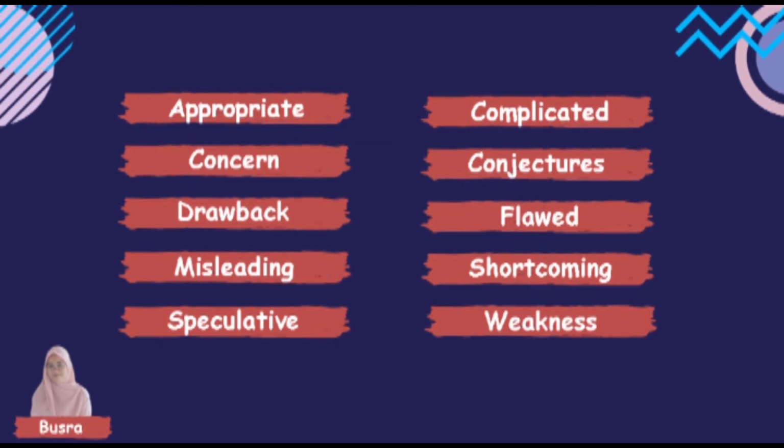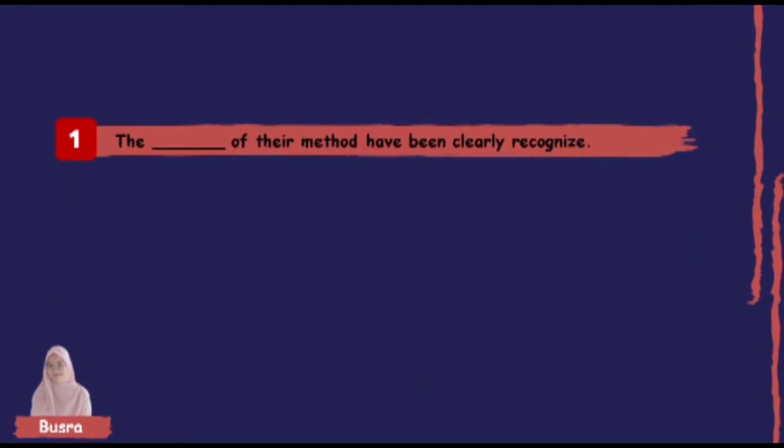I will explain some examples using some vocabulary on the screen. So, moving to exercise 3, number 1. The blank of their method have been clearly recognized. And the answer is weakness. Weakness is a noun that means a quality or feature regarded as a disadvantage or fault. Or in Bahasa, it is kelemahan or kekurangan. So its meaning is a weakness for the method they have used, they have clearly recognized.